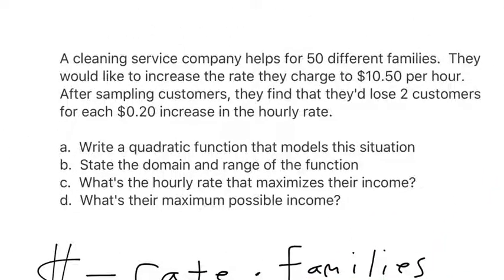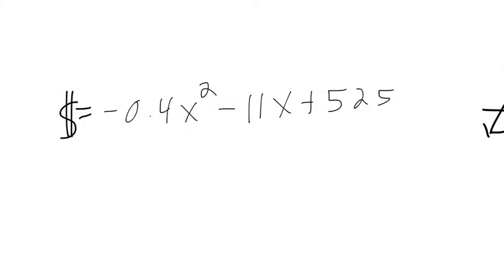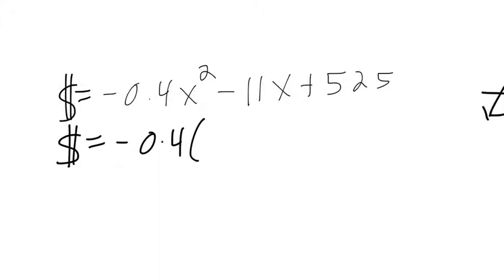So what's their maximum possible income? The function that we have tells us how much income they're going to make. And we just found out we maximize income if we charge $7.75, or in other words, if x, our increment variable, was, what did we say, 13.7? We said it was negative 13.75. So we'll plug that in for x everywhere we see an x.